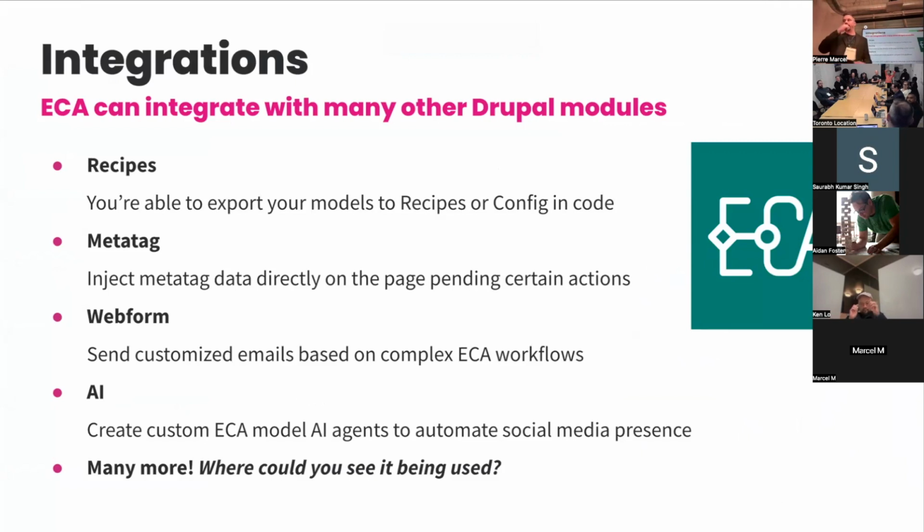Oh yeah, for sure. And there's a whole bunch of similar integrations as well. You mentioned the AI agents. Being able to build out these ECA models would be really, really cool. There's also recipes integration there as well. You can export an ECA model directly to a recipe. It's also stored in config as well, so all of your source control is there whenever you save that model.